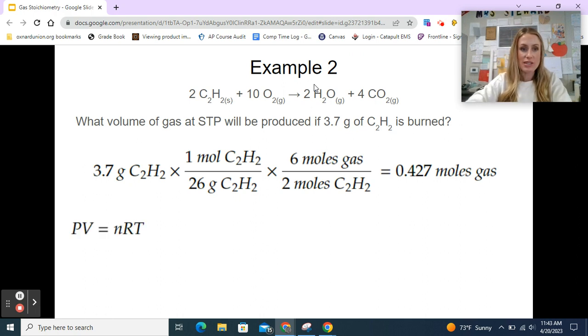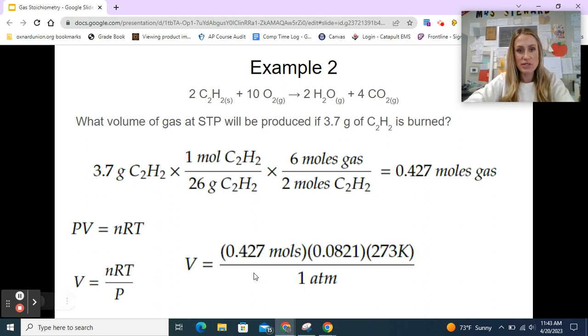Now what I'm going to do is I'm just going to use my ideal gas law in order to solve for the total volume of gas produced. Again, I just divided both sides of this by pressure in order to solve for volume here. If you want to just plug pressure in here, that's totally fine as well. So we end up getting the volume produced is equal to our number of moles, which is 0.427 moles, times my universal gas constant R, 0.0821, times my temperature, which is standard temperature, 273 Kelvin, divided by standard pressure, which is 1 atmosphere. So we end up getting 9.57 liters for our volume produced.